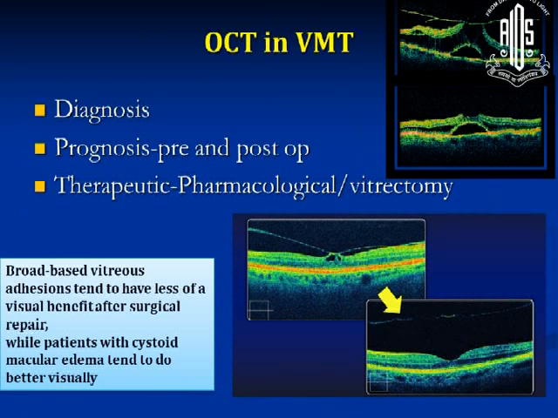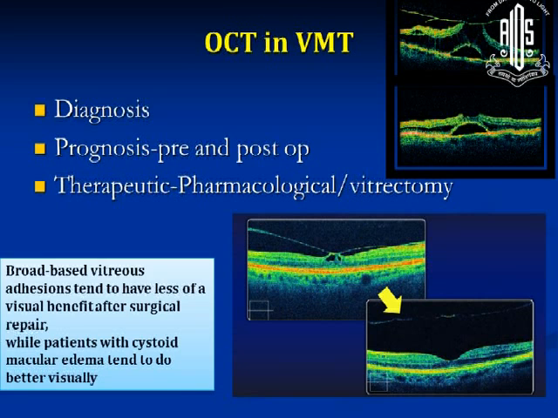So it helps in diagnosis, prognosis, and therapeutics, basically pharmacological. If you look at the microplasmin studies, pharmacologically we can treat patients with VMT, so that you can serially follow up the patients with OCT for therapeutic treatment with pharmacological agents also.